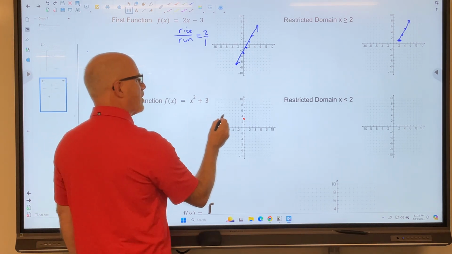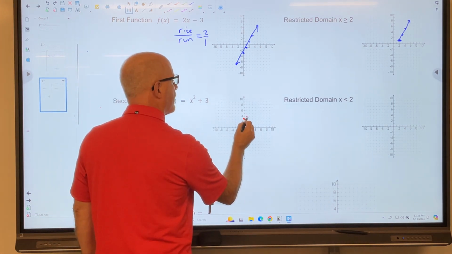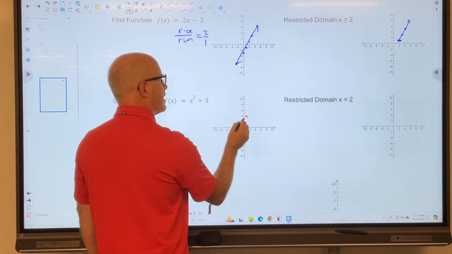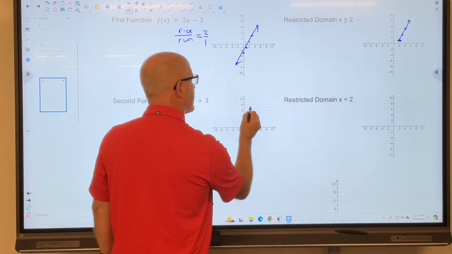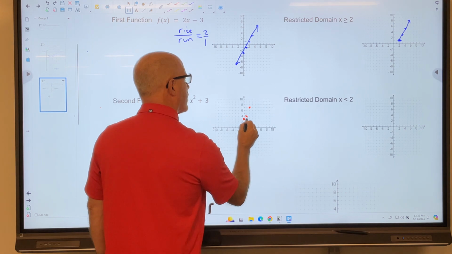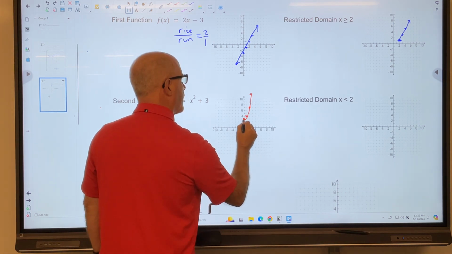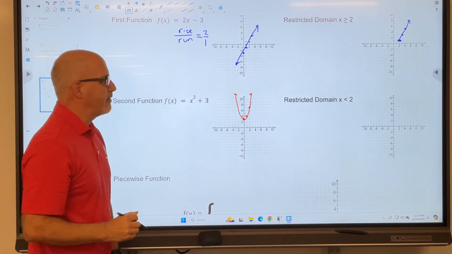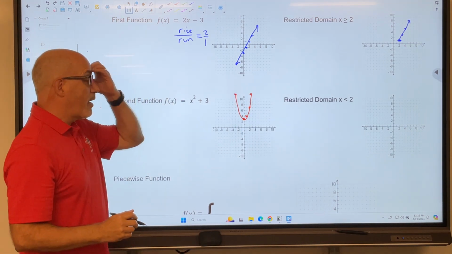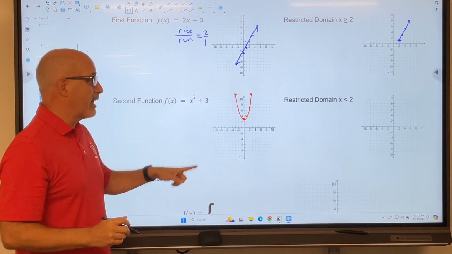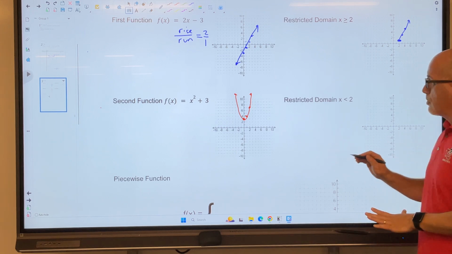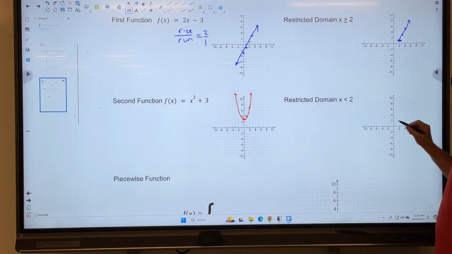But what this one will look like is it'll be at 1, 4. If you put in 2, 2 squared is 4, plus 3 is 7. So it'll be 2 up to 7. And so it'll look like this. And then it will repeat right over here for the graph. Now, if I want this restricted domain, let's go ahead and repeat that graph over here in red. Don't draw it yet because we're going to restrict the domain. Start it up here at 3.